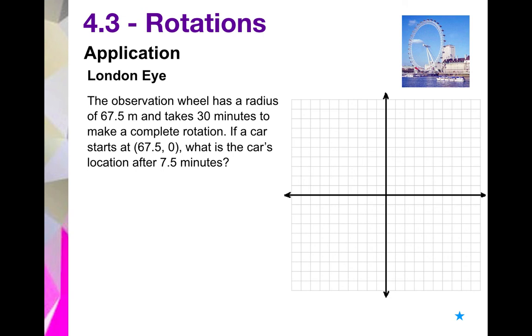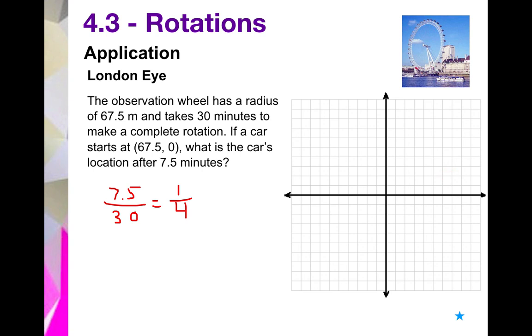Well, 7.5 minutes out of 30 is 1/4. If I divide 7.5 by 30, I get 1/4. So 1/4 around is where I'm trying to find. And 1/4 around is 90 degrees.